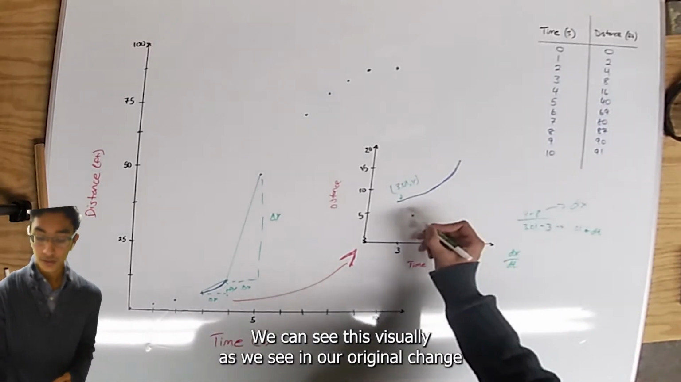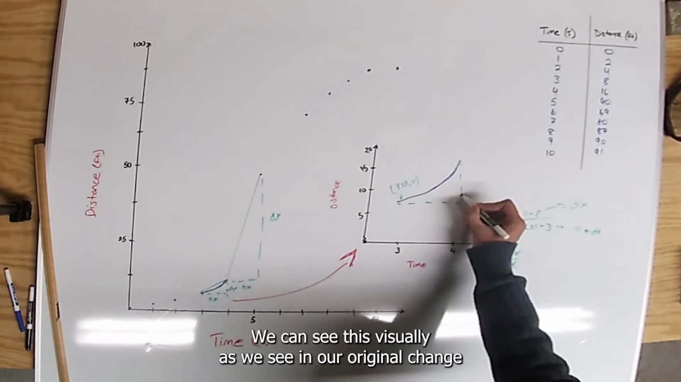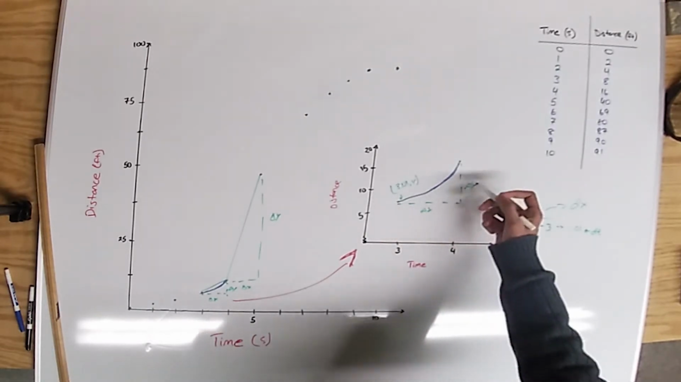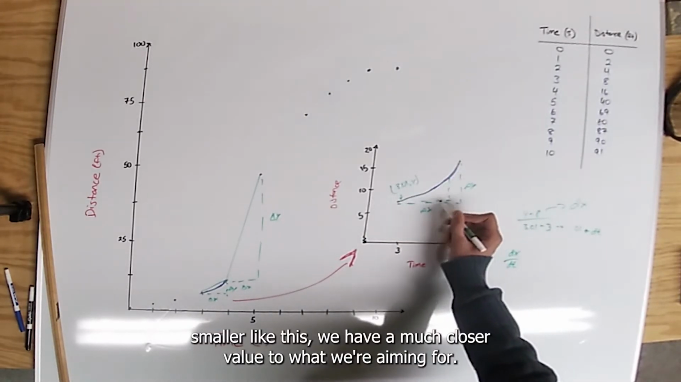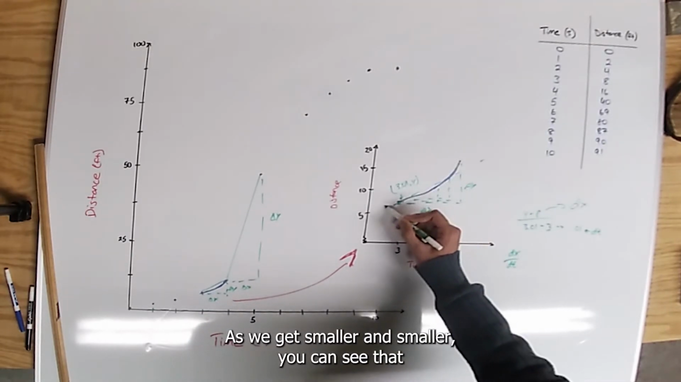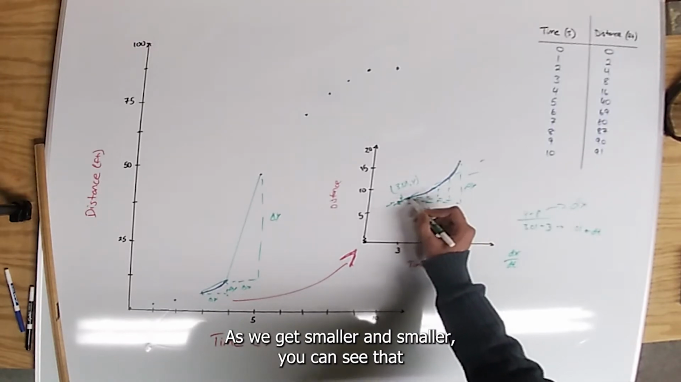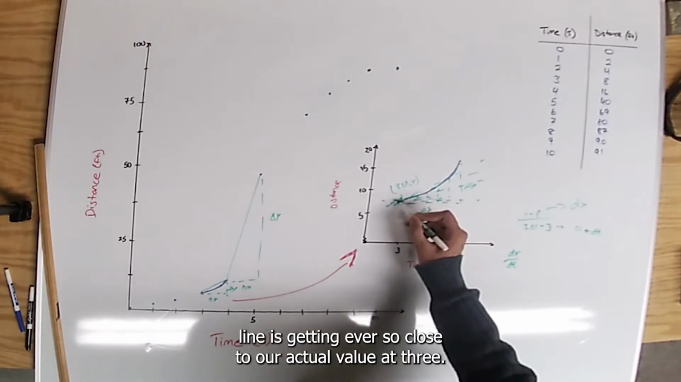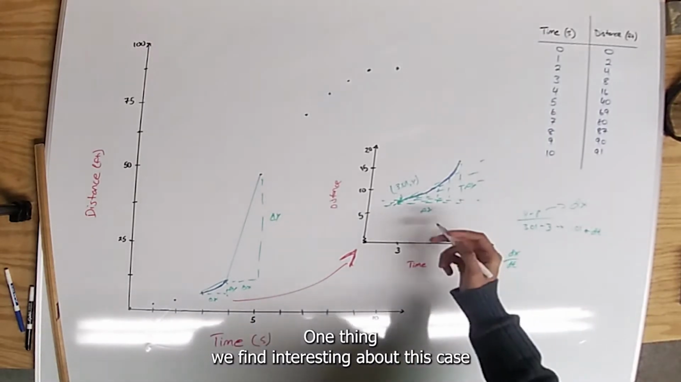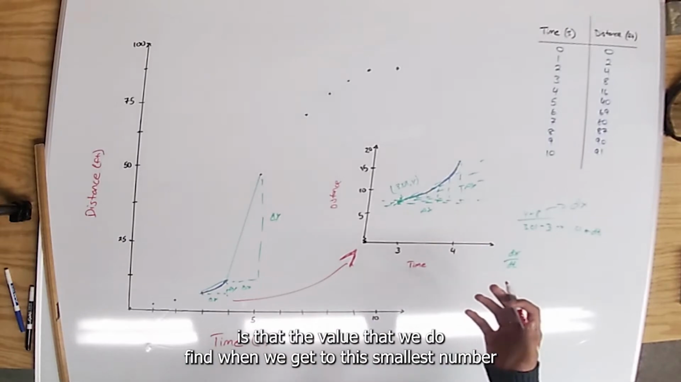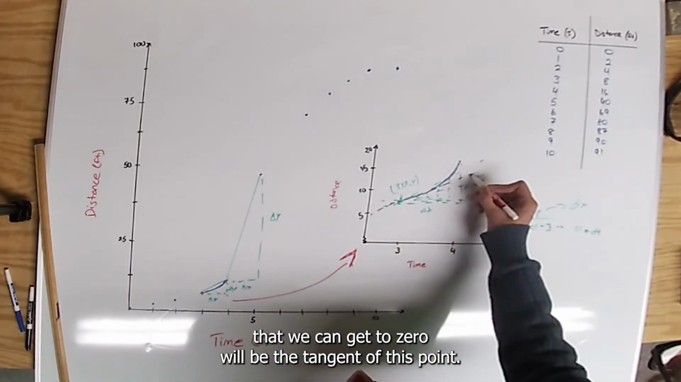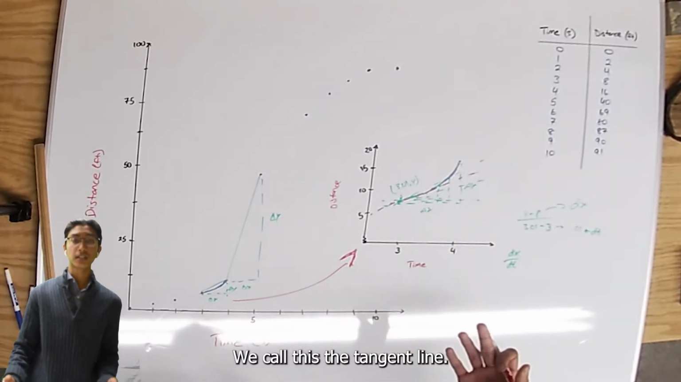We can see this visually. As we see in our original change in x and change in y, we have this massive slope, whereas if we get smaller like this, we have a much closer value to what we're aiming for. As we get smaller and smaller, we can see that line is getting ever so close to our actual value at 3. One thing we find interesting about this case is that the value that we do find when we get to the smallest number that we can get to, 0, will be the tangent of this point. We call this the tangent line.